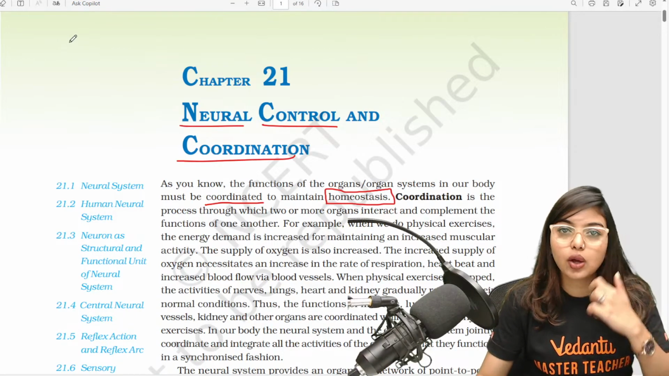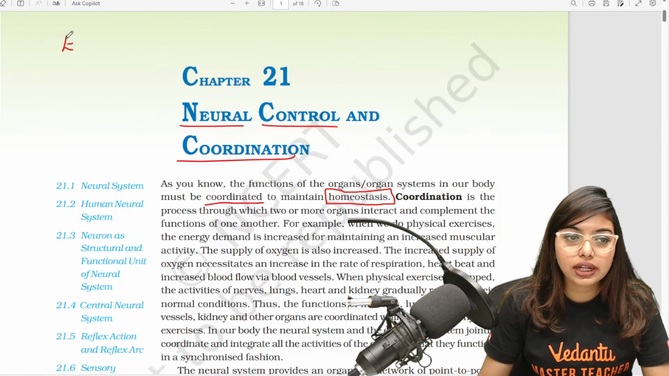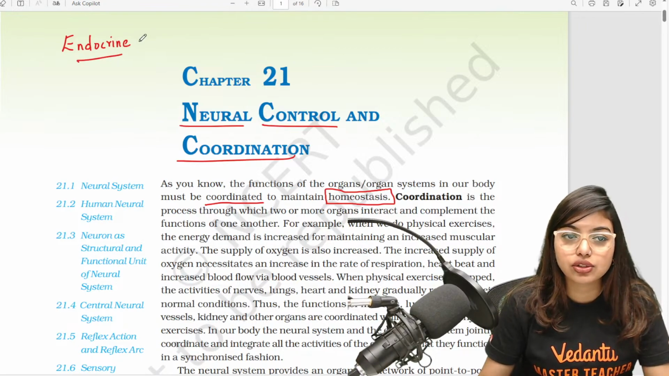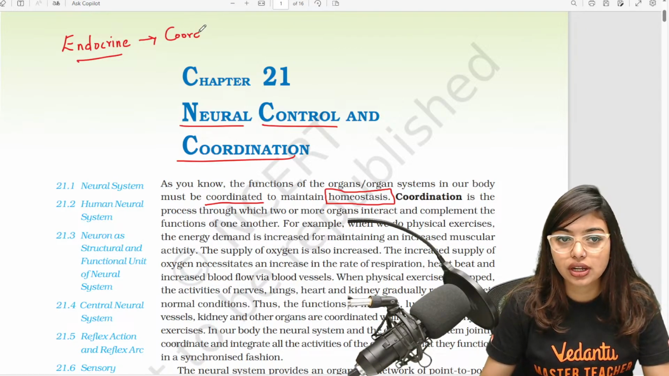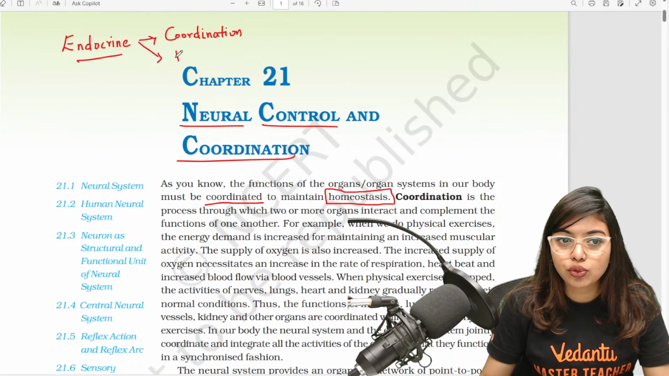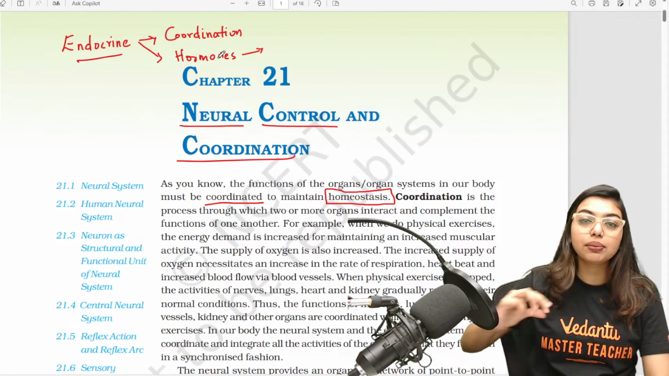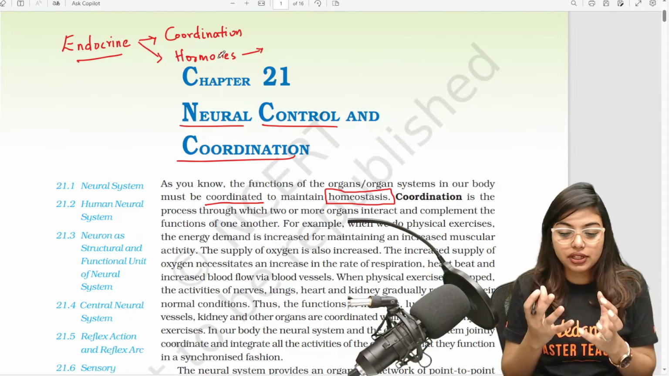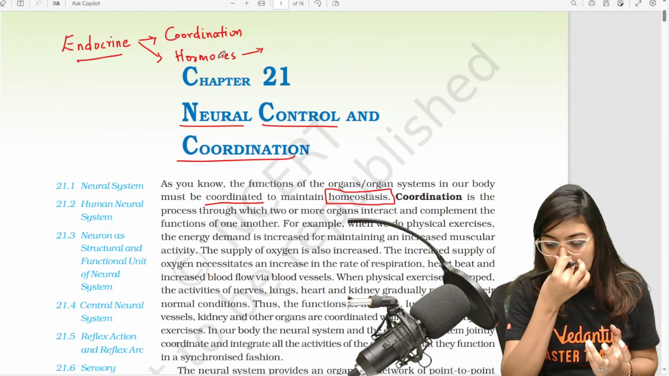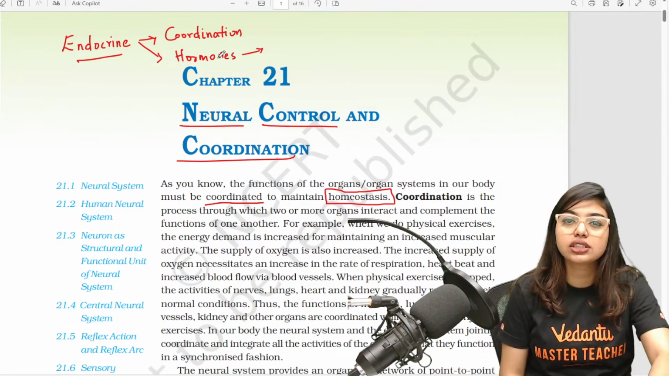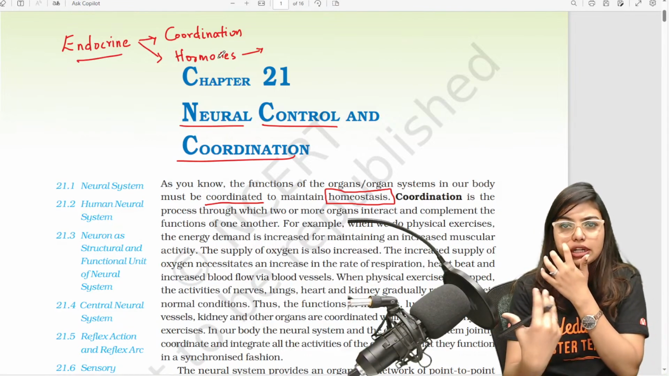Now students, since we have to study chemical coordination, we all know that we have endocrine glands also, right? This endocrine gland also is going to do something called coordination. Why? Because they are releasing hormones, and those hormones have some functions. These hormones reach the target organs, and they are going to do one set of functions. So the same thing is going to happen here, but there could be a difference when we talk about neural control and coordination and endocrine glands, correct? Because endocrine glands release their hormones, the hormones go to the target organs, and the target organs are going to perform a function. Let it be growth hormone, let it be anything.